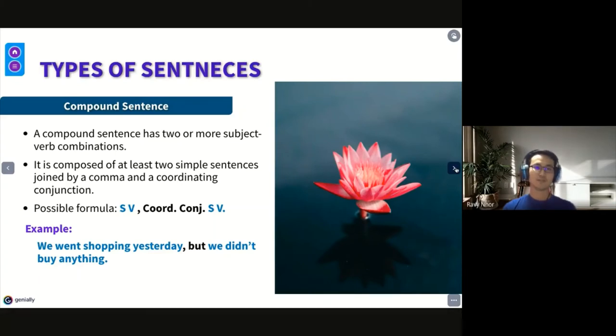Okay, possible formula: subject, verb, and then comma, and a coordinating conjunction, and then subject and verb.